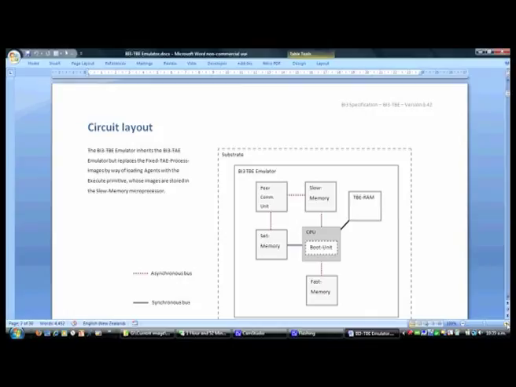Welcome to Milestone 6. In this milestone we're going to look at the TACE beta environment emulator and see how that improves on the TACE alpha environment emulator. The beta environment emulator adds a number of microprocessors. It's the peer communication unit, which is new, the slow memory microprocessor, the set memory microprocessor, and the fast memory microprocessor. If you just take a look at this diagram, you can see that.